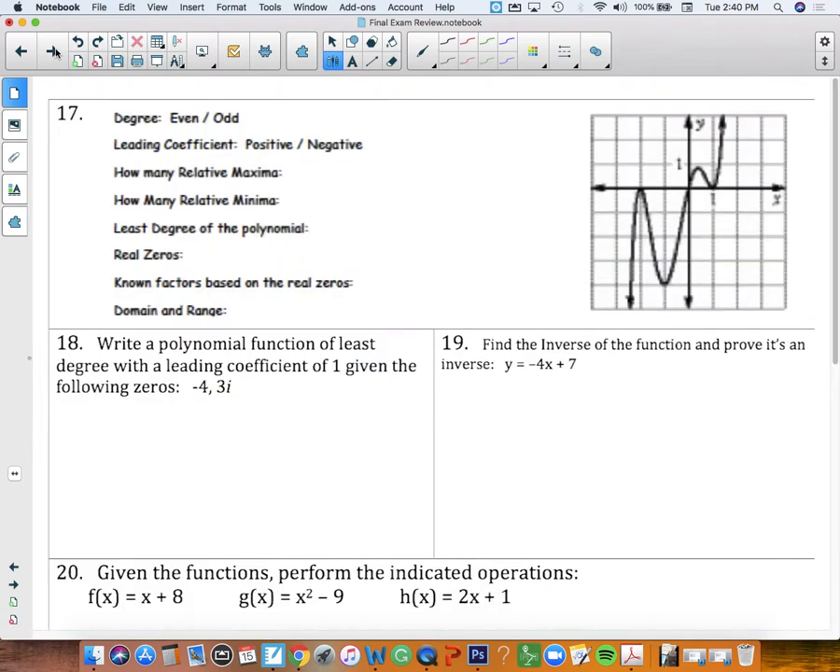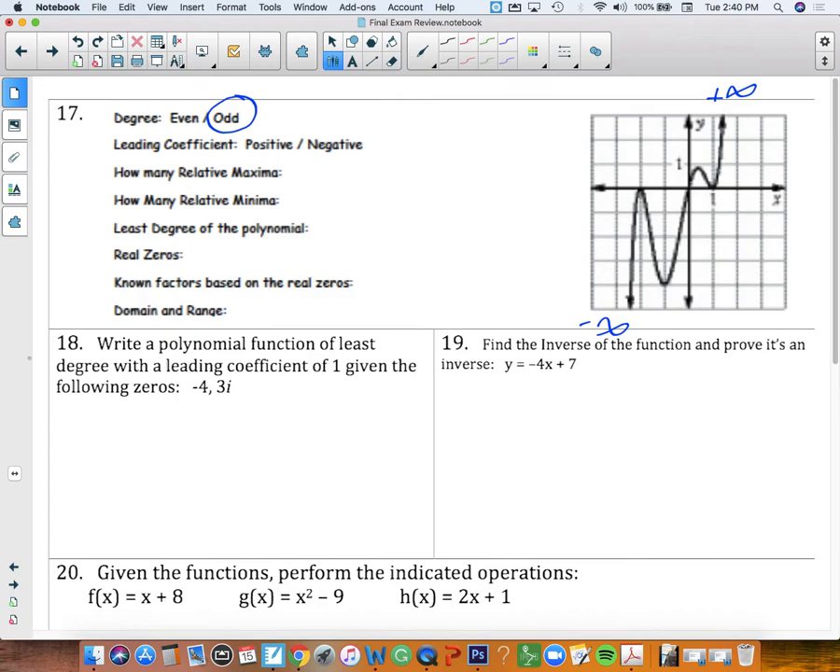All right, so 17, you're given a graph of a function and you have to figure out this information. Is the degree even or odd? So remember, even functions go the same direction, either up or down. Odd functions are kind of like a line. They go opposite directions. One's going up, one's going down. So this is going to positive infinity here, this is going to negative infinity here. So that means it's going to be an odd function.